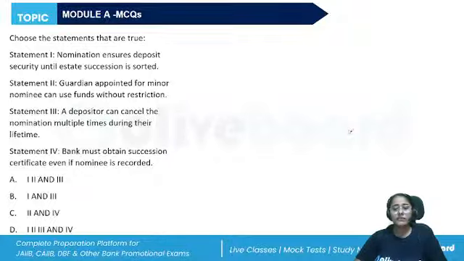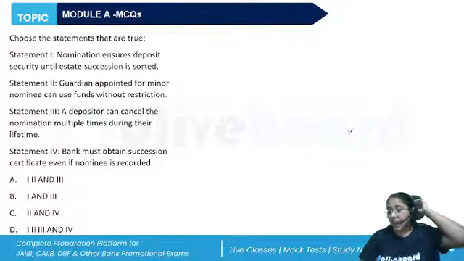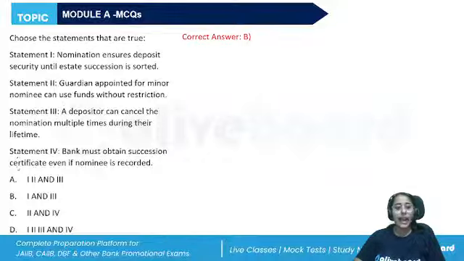So a depositor can nominate one person who is entitled to the rights of the original depositor on the death of the sole depositor, right? And it can be varied or cancelled at any time. This statement, when we are talking about the nomination made in respect of a minor, can the guardian use the funds as per their wish without any restriction? This will become incorrect. All right, so the correct answer will become 1 and 3.